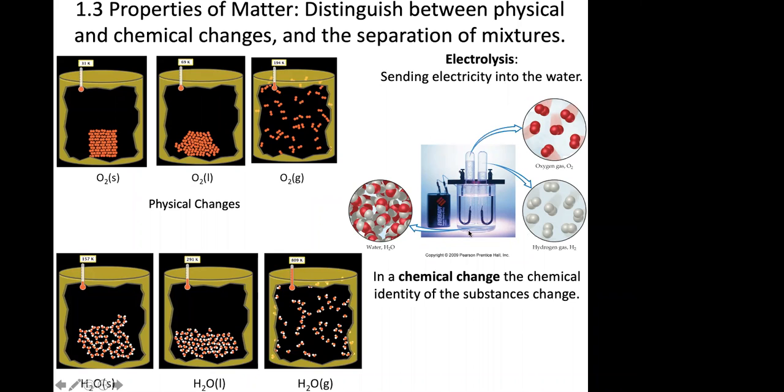A physical change, you're keeping the same molecules present, you're just changing their arrangement. Chemical change, you are changing the atoms, the partners themselves. You're not adding or removing atoms, but you're changing the atoms as far as who their partners are. That's what happens with a chemical change.